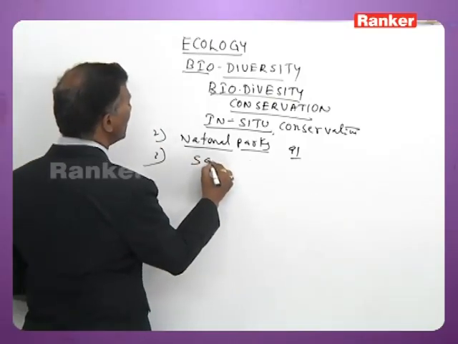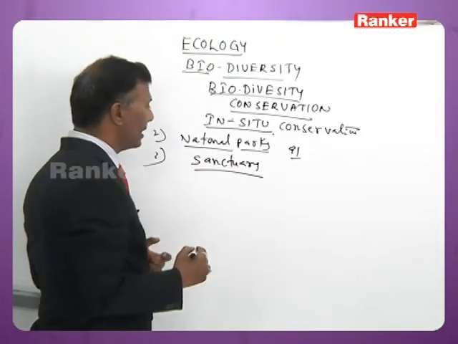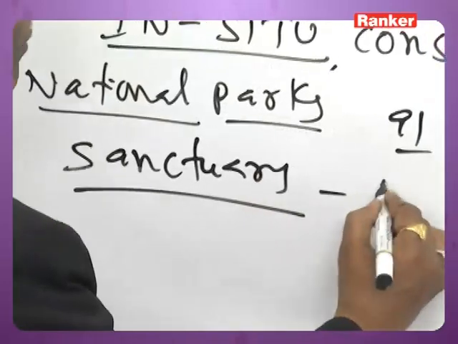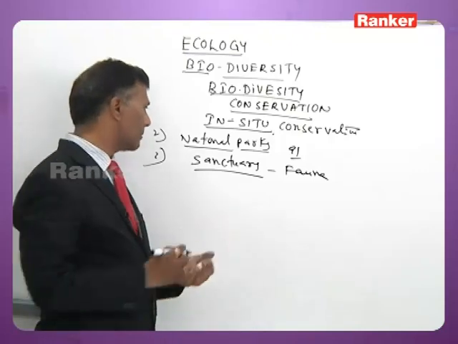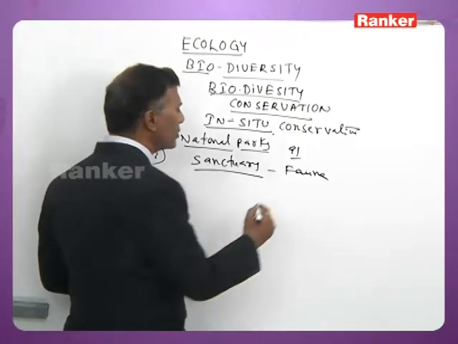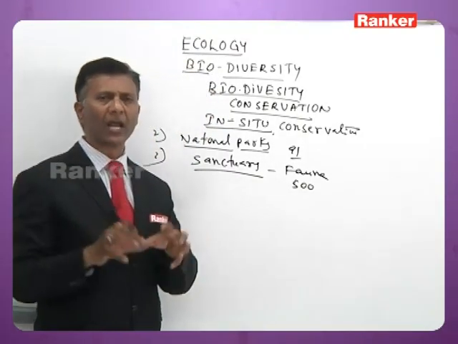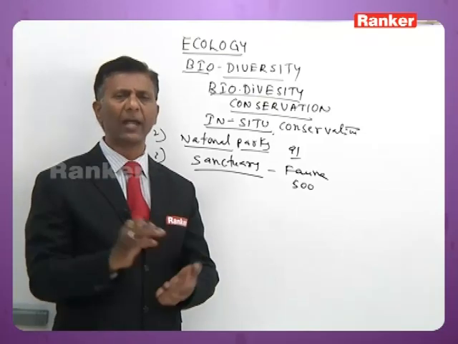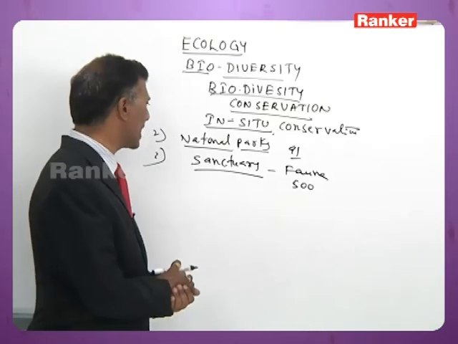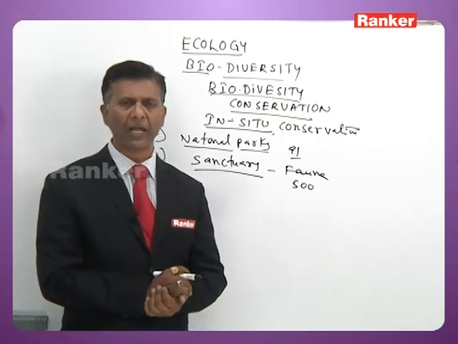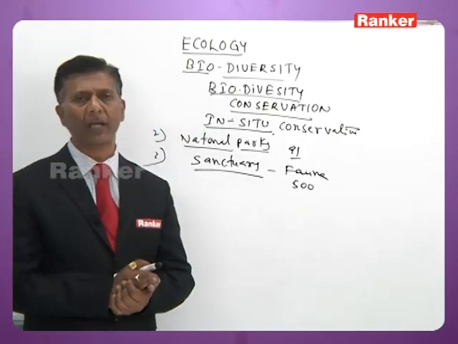Next you have sanctuaries. A sanctuary is a forest area which is meant exclusively for fauna, that is, only wild animals are protected in this. Such areas can be called sanctuaries. About 500 sanctuaries are identified in India, and in a sanctuary the boundaries are not clearly demarcated, they are roughly demarcated. In a national park the boundaries are clearly demarcated, whereas in a sanctuary they are not. A national park is meant for both fauna and flora, whereas a sanctuary is exclusively meant for fauna.